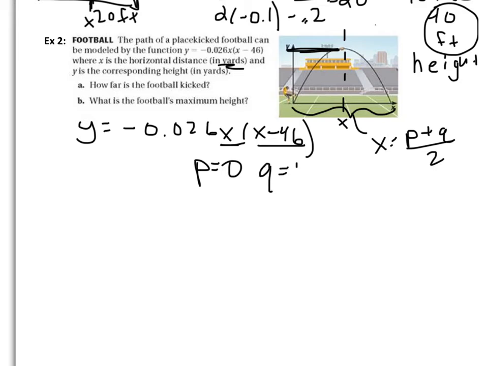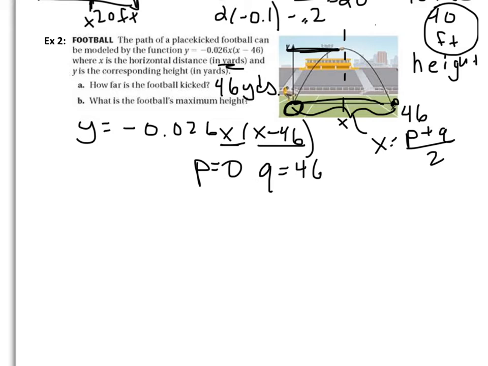That's my q value, is 46. Now actually, if you think about it, we can answer the first question. This intercept here is at 0. This intercept here, where the ball lands on the ground again, is at 46. So the overall distance from where it's kicked to here, that's 46 yards. So I can write 46 yards. That actually wasn't that bad.